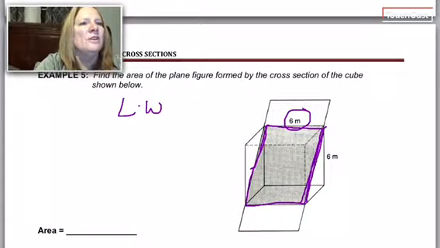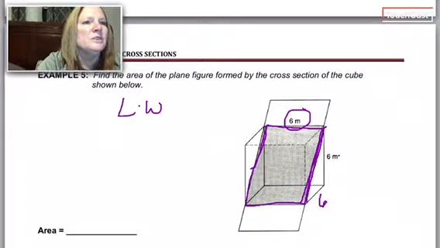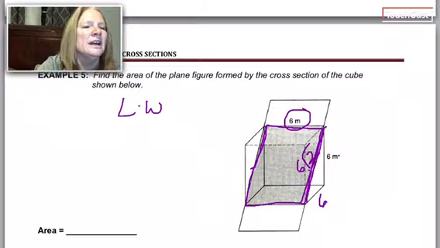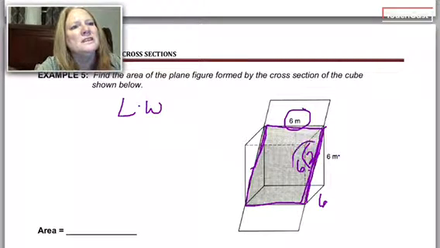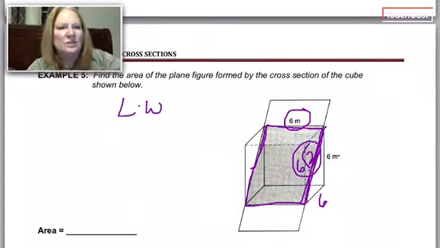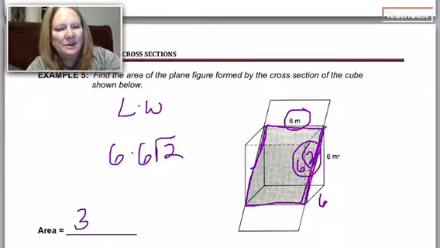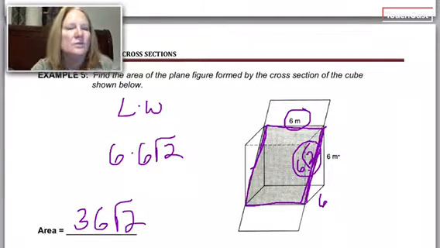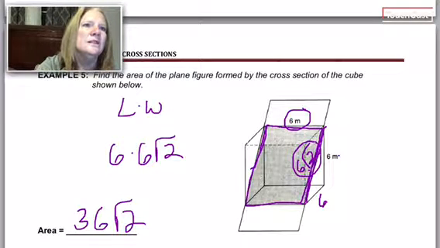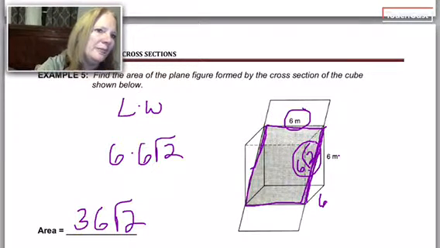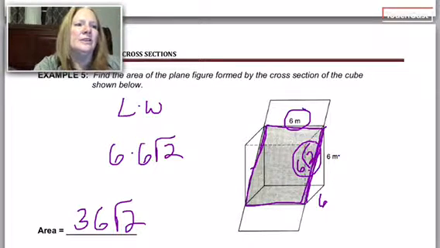If it's a square and all the sides are 6, we would do a squared plus b squared equals c squared. And this is a 45-45-90 triangle. So this would be 6 times the square root of 2. So it's just going to be 6 times 6 square root of 2, or 36 square root of 2, is the area of the cross section seen there going through the diagonal of that cube.